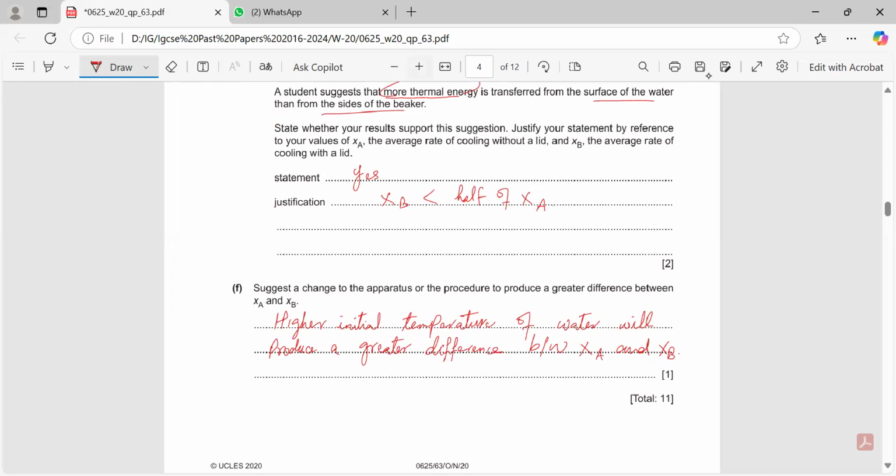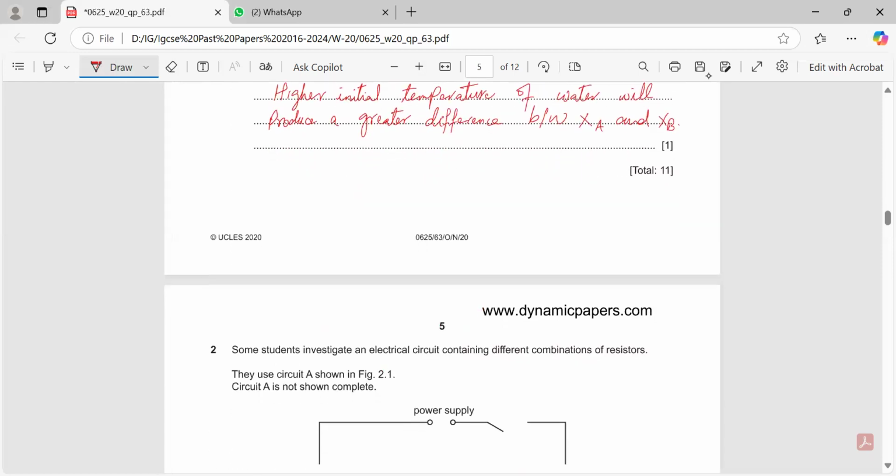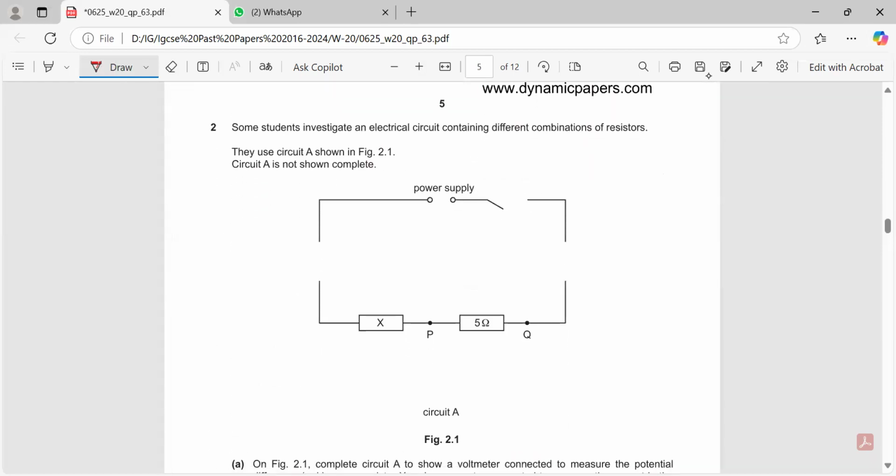Okay, my dear friends, let's move forward now. The next question is on electricity. Some students investigate an electrical circuit containing different combinations of resistors. They use circuit A shown in figure 2.1. Circuit A is not shown complete. Of course, there are some parts missing.